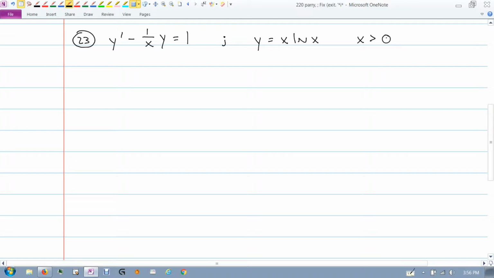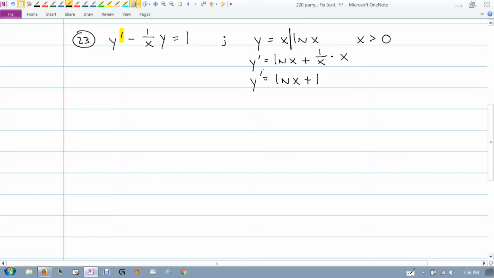All right, we only need the first derivative here, so let's take our derivative. Product rule going right down here. The derivative is 1 times natural log of x, plus the derivative of natural log of x, which is 1 over x, times the first function there, which is x. So at the end of the day, this is natural log of x plus 1.